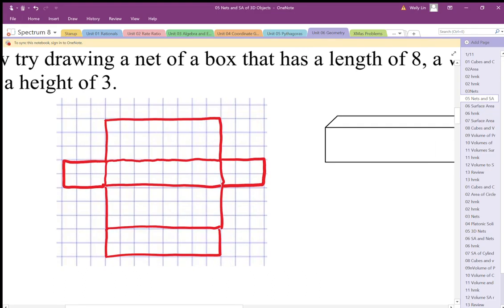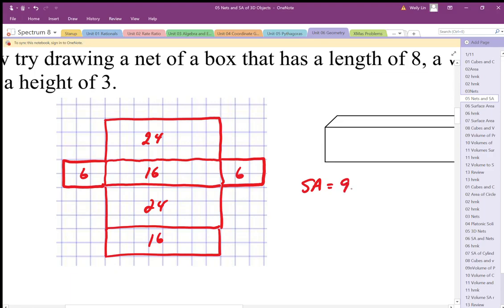And I also want to know the surface area here. So these are all rectangles, so pretty straightforward. 3 by 8, there's 24 squares there. 2 by 8, 16. Okay, and this is 3 by 2. So when we add up the surface area, what's that going to be? 40, 80, 92 units squared. So it's 92 squares that make up that surface.